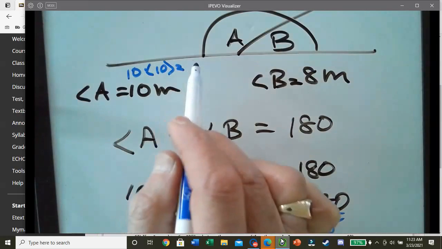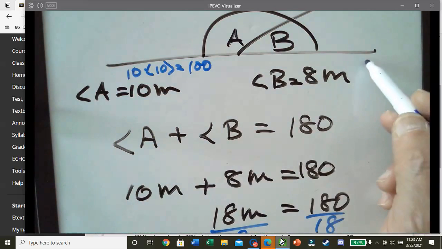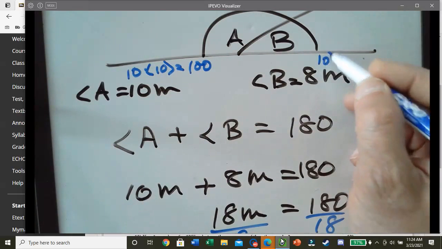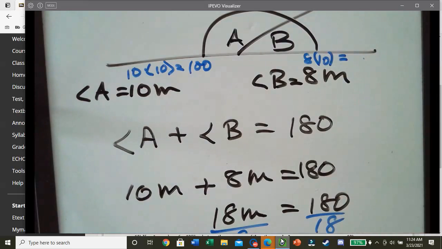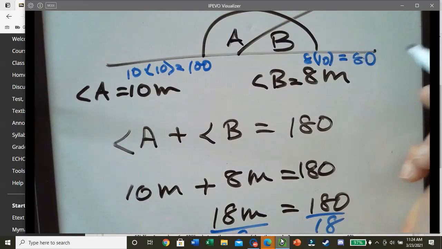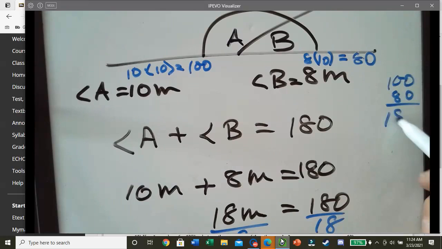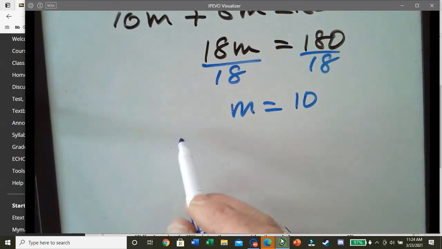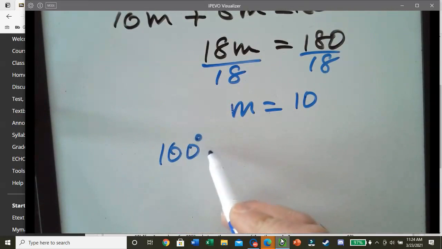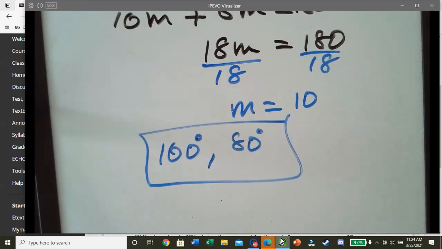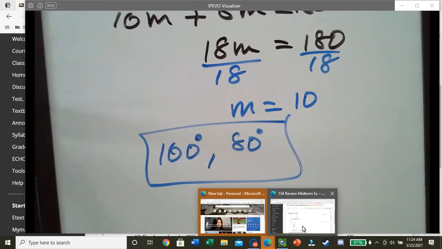So we put 10 in where n was, and we get 8 times 10. And what does that give us? Yeah, 80. So together, the two of those should add up to what? Yeah, 180. It does, so it checks. So our answers here are 100 degrees and 80 degrees. Okay? Questions with that? All righty.